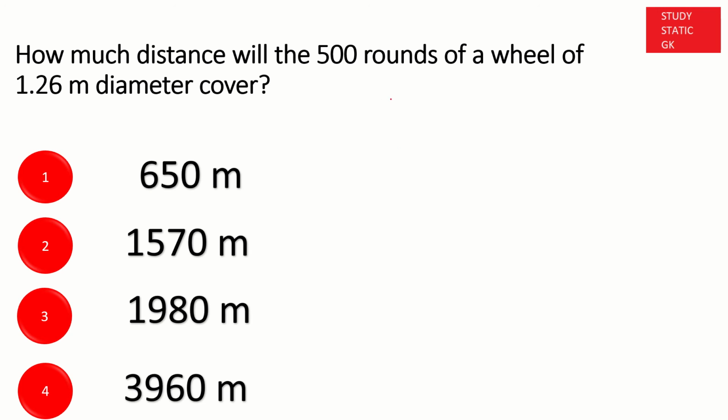So basically the wheel is in the circular shape, right? So the diameter is 1.26 meter. That means the radius is 1.26 by 2. So 500 rounds of the wheel means it will travel 500 times the perimeter of the wheel. Right? What is the perimeter of the wheel? 2 pi r into 500, because 500 rounds.